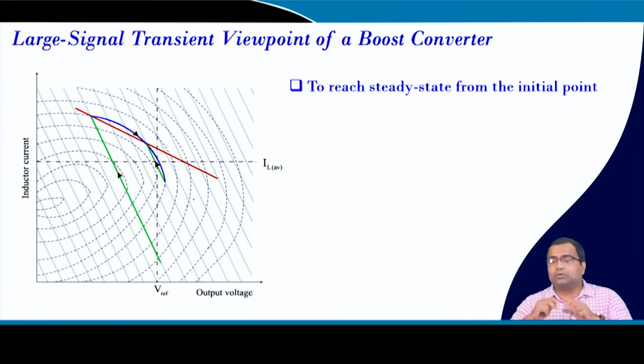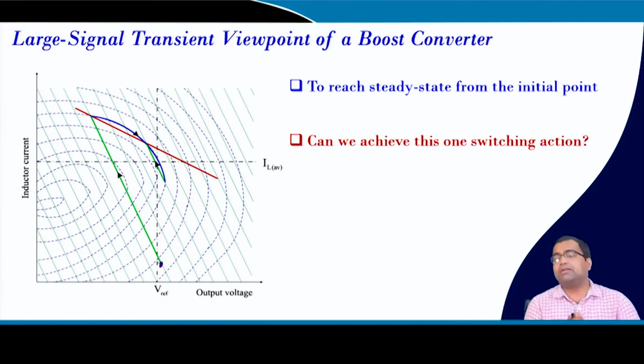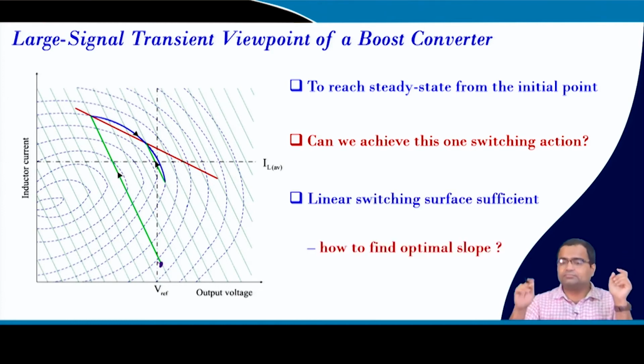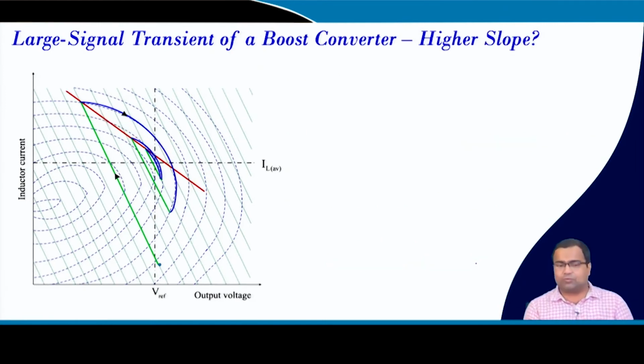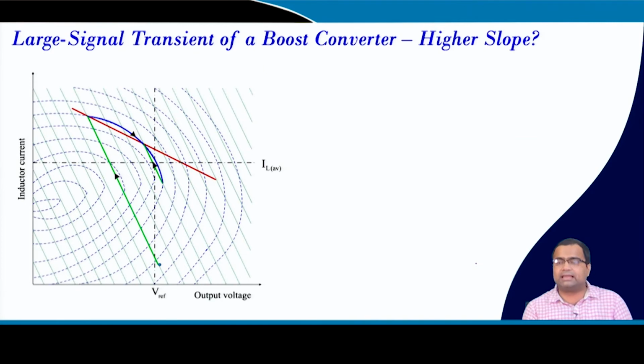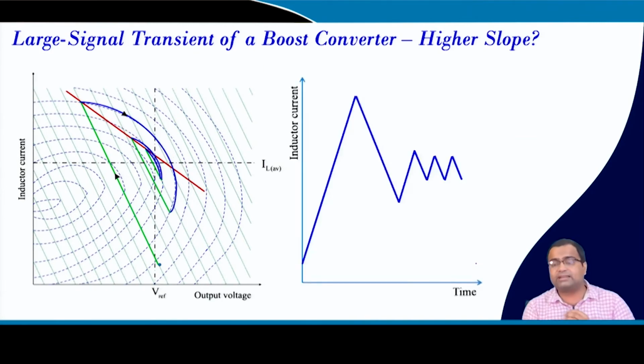Next, to reach steady state from any arbitrary initial point, can we achieve this in one switching action, because that is what is my time optimal recovery or the fastest recovery. Then, with a linear switching surface, can you do that, because here we are showing a linear switching surface, but we could achieve it in one switching action. Then how to find the optimal slope, or rather, if I take a different slope, what could be my behavior. Now, if I increase this slope, so earlier this was the slope, I increase the slope, then what will be my time domain behavior.